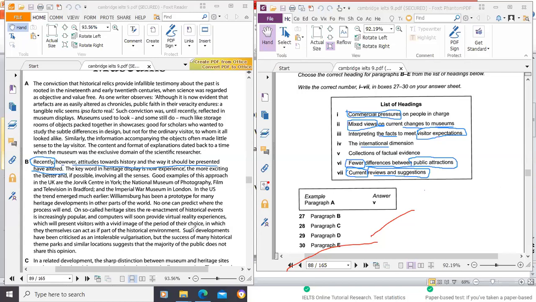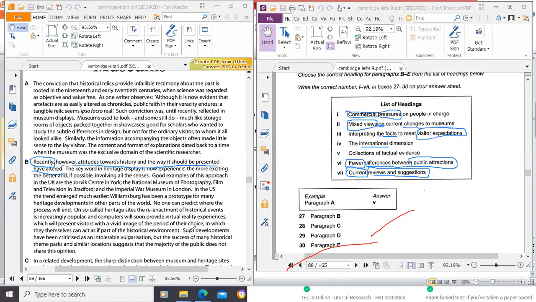Now, are we convinced that this is the topic sentence? Just quickly respond yes or no. Okay. Yes, sir. Yes. Okay.